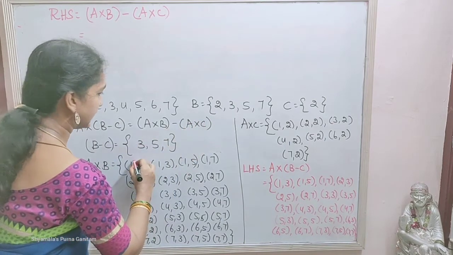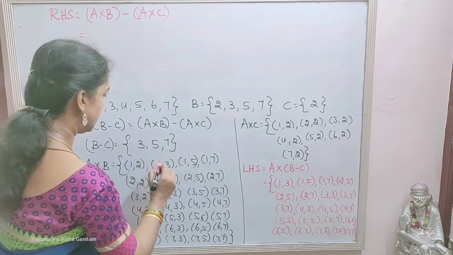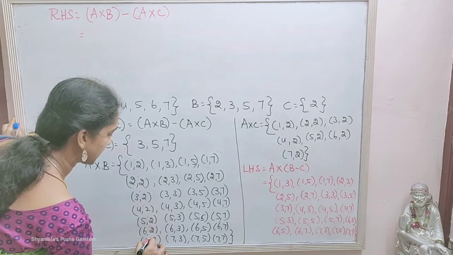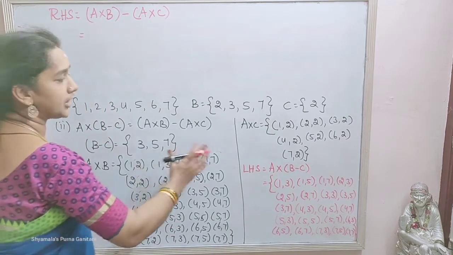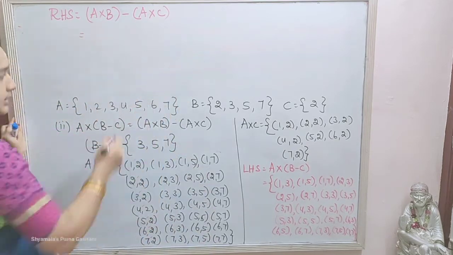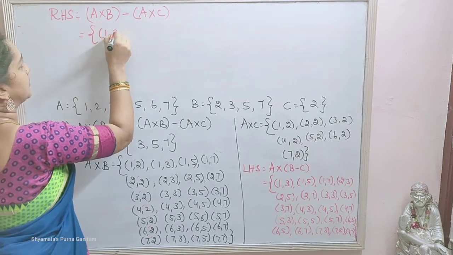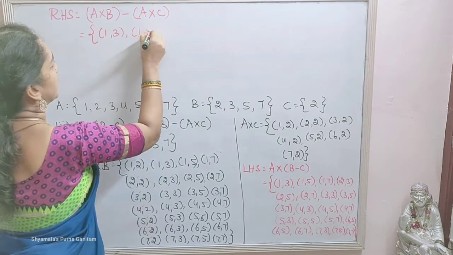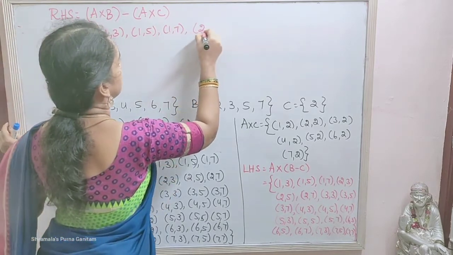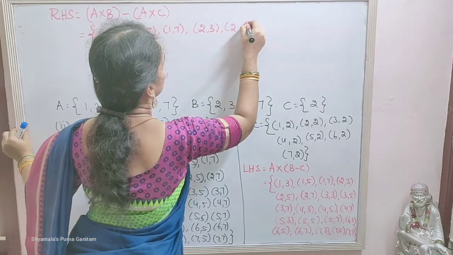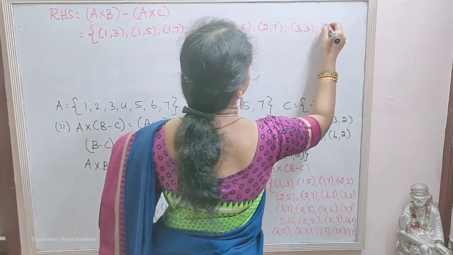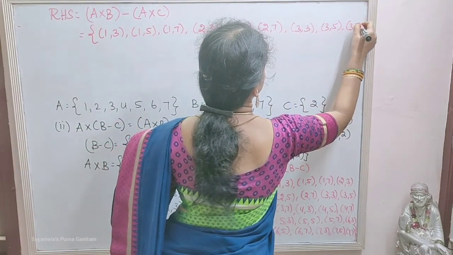So in this, first we will write the common ones: 1, 2 is there, then 2, 2, then 3, 2, 4, 2, 5, 2, 6, 2 and 7, 2. So this is the only common part, so only this has to be removed. Balance, everything you have to write. So balance is 1, 3; 1, 5; 1, 7. Then next one is 2: 2, 3; 2, 5; 2, 7. Then next one is 3: 3, 3; 3, 5; 3, 7.